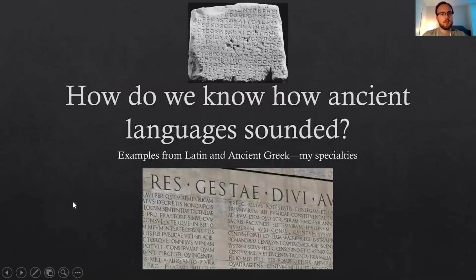And yes, all of these documents can help us answer the question we're trying to answer, which is: how do we know how ancient languages sounded? You might use manuscripts, inscriptions, papyri, tablets. All these things we have to parse for clues in order to say, for example, in the examples I'll be talking about, because those are the examples I'm most familiar with, how Latin and ancient Greek were spoken. So let's dive into it.